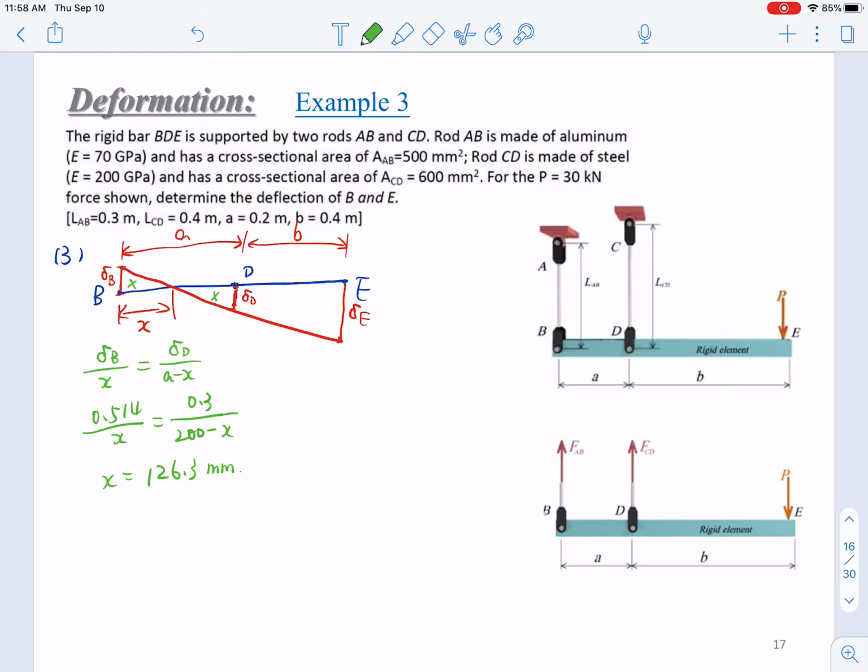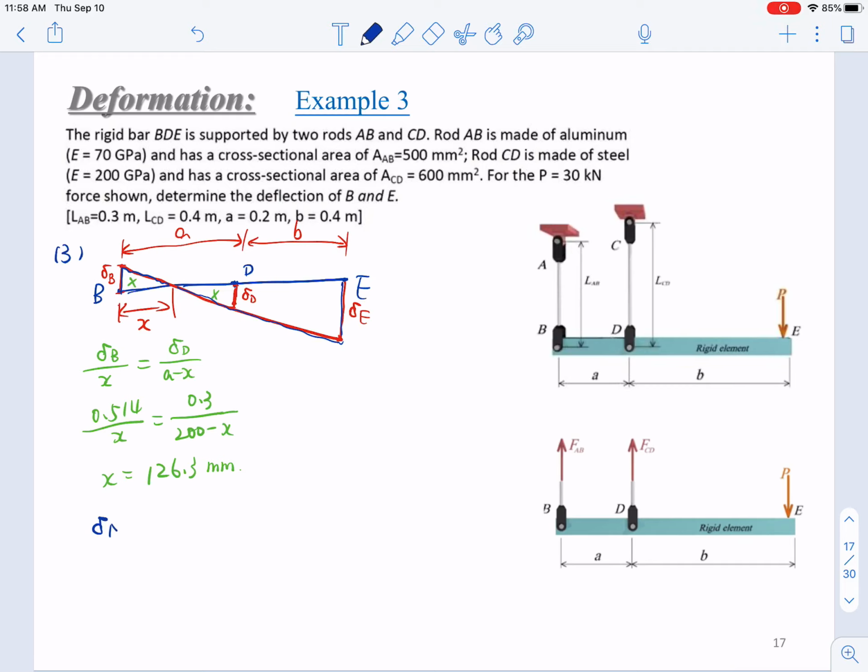Then we can write another equation. This small triangle is similar to this bigger triangle. Based on the similarity, the equation will be written as delta AB over x equals delta E over A plus B minus x. From here, you can solve it. Delta E is 1.928 millimeter downward.